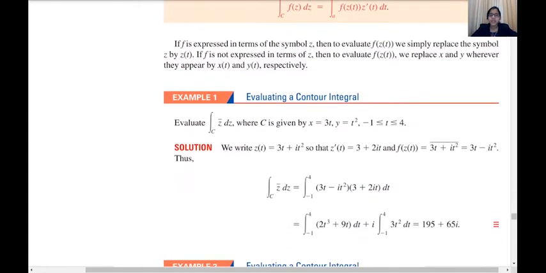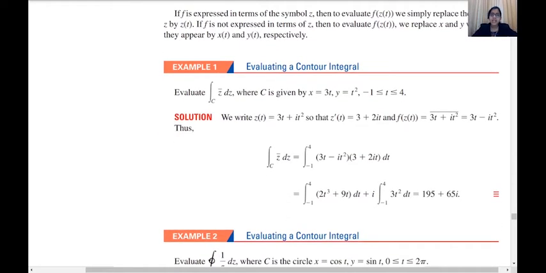Now, let's see the first example. We are asked to evaluate the integral over c of z bar, the conjugate of z, into dz, where c, the curve, is given by x is equal to 3t and y is equal to t square, where t varies from -1 to 4. So we can write z of t in the form x of t plus i y of t, that is 3t plus i into t square. Now with the help of this, we can determine all our necessary values.